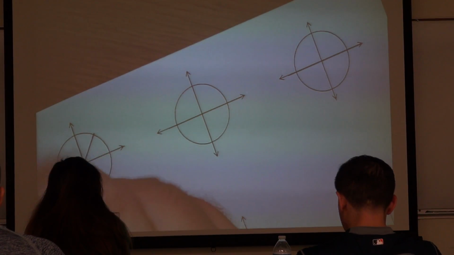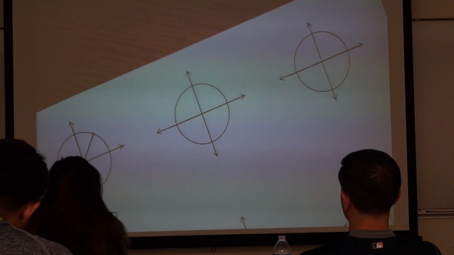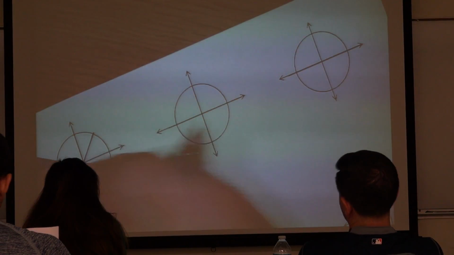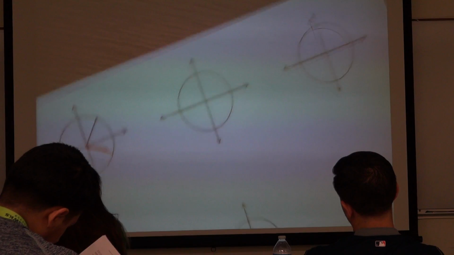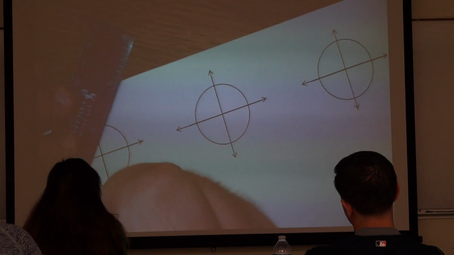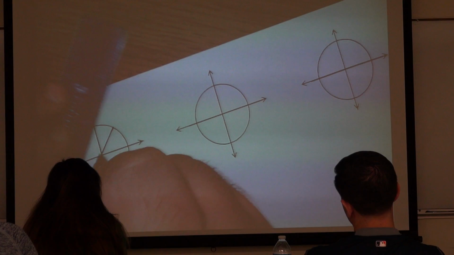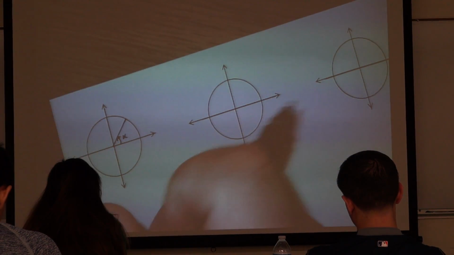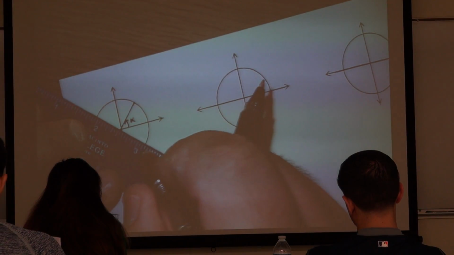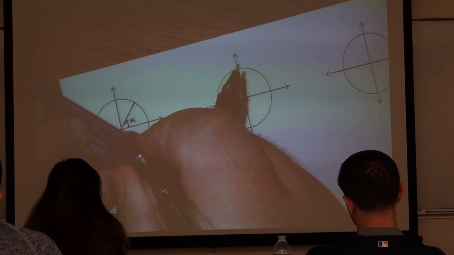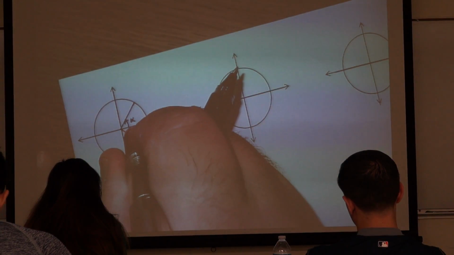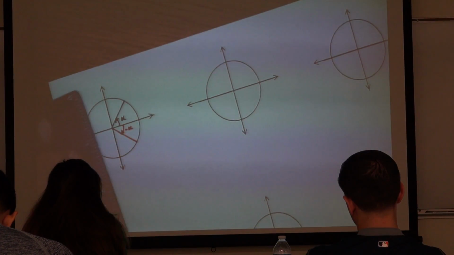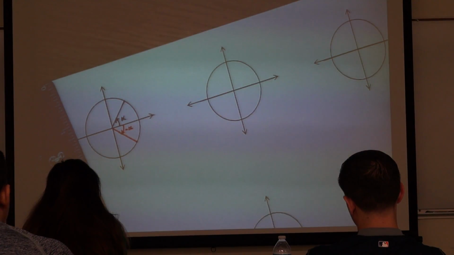If this is alpha, we can say this is also negative alpha. From here to here is alpha. So the cosine of alpha will be what? And this is negative alpha. Notice that both of them have the same cosine, right?